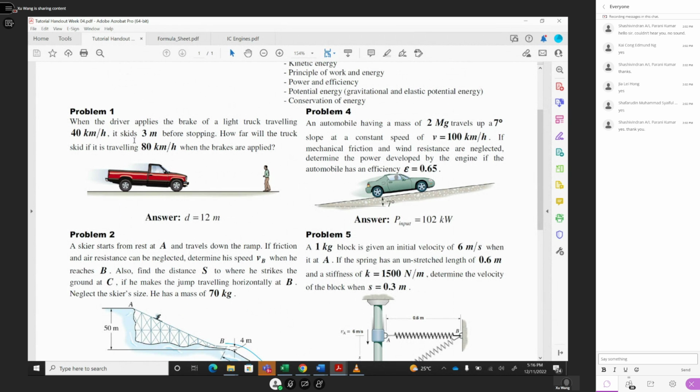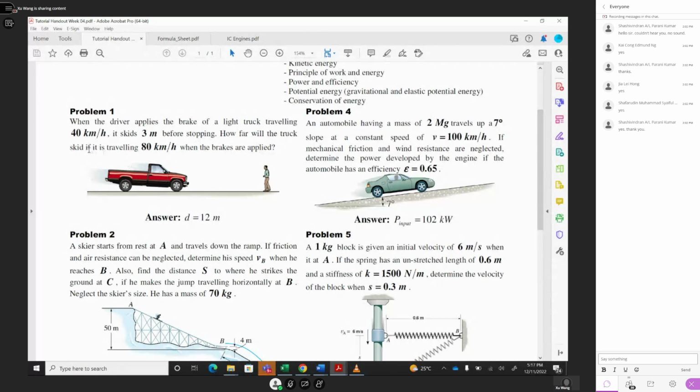From here, these two, you know the speed, you know the stop distance, then you can easily find the deceleration. And keep the same deceleration. If the initial speed is 80 km per hour, you have an initial speed 80, and you have the acceleration, and then calculate another stop distance.